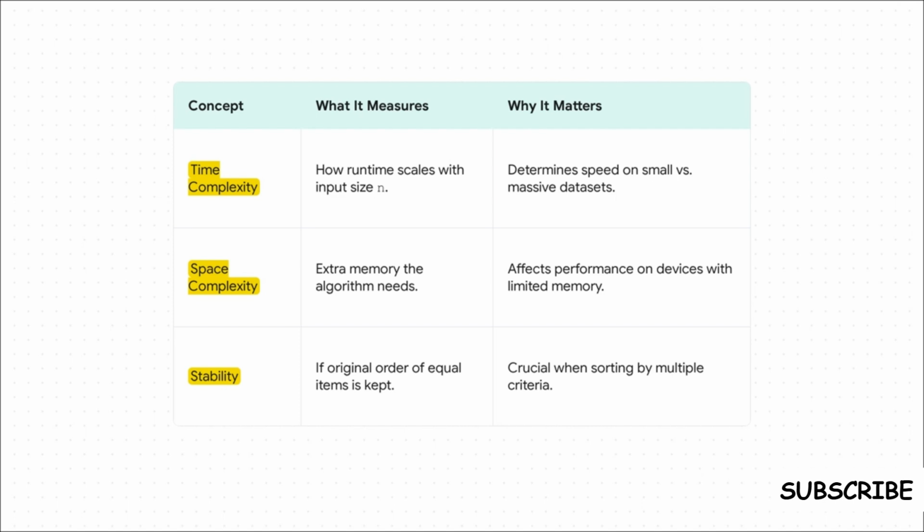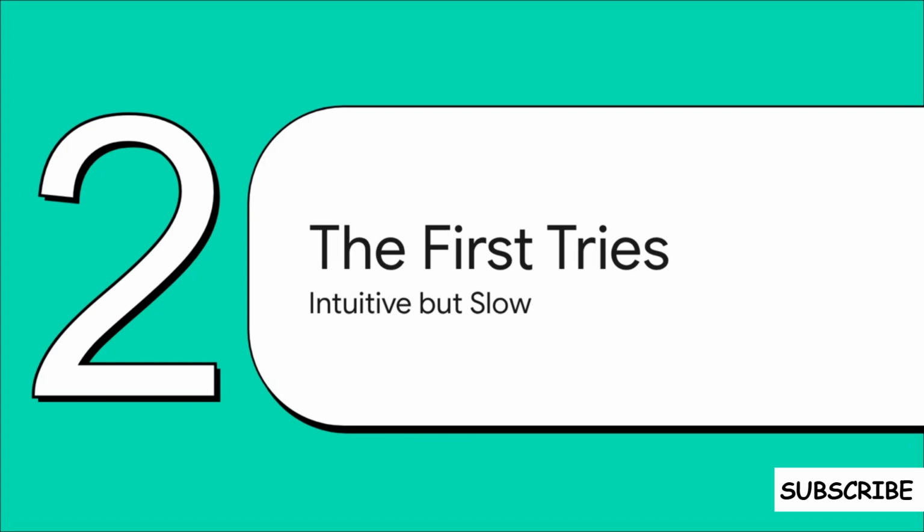And finally, stability. This one's a little subtle, but super important. If two items are technically equal, like two people with the same last name, does the sort keep them in their original order? You can imagine why that's critical if you want to sort by last name, then by first name. Okay, with those rules in our back pocket, let's check out our first batch of algorithms. These are the kinds of sorts that you'd probably invent on your own if I just handed you a shuffled deck of cards. They're super intuitive, makes total sense. But as we're about to see, that beautiful simplicity comes with a price.